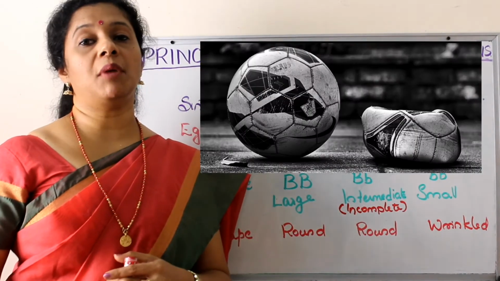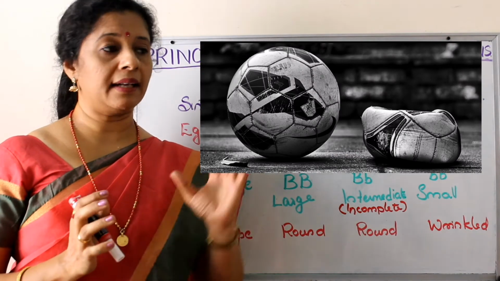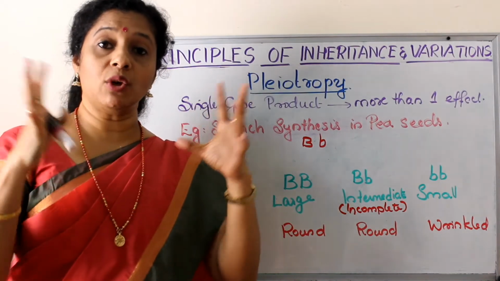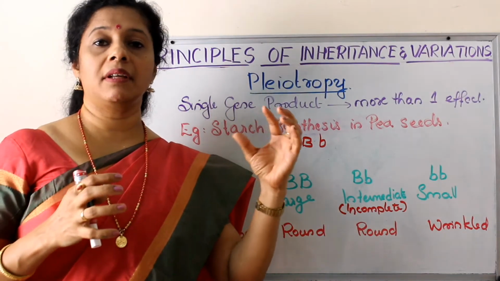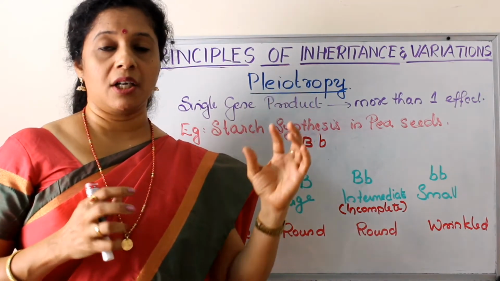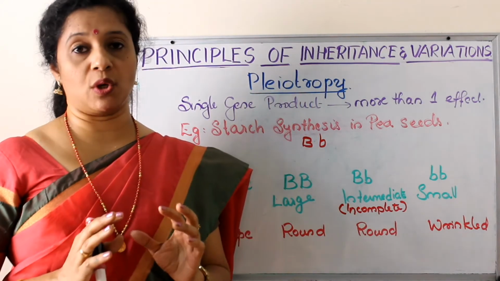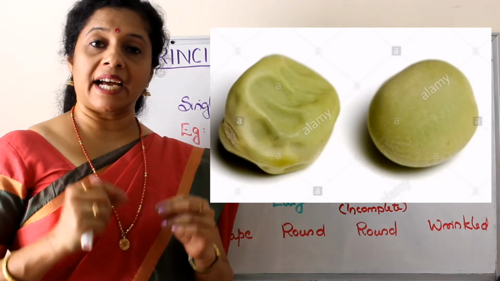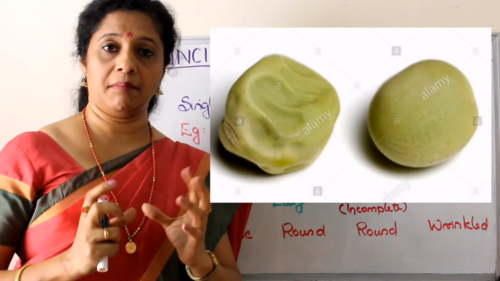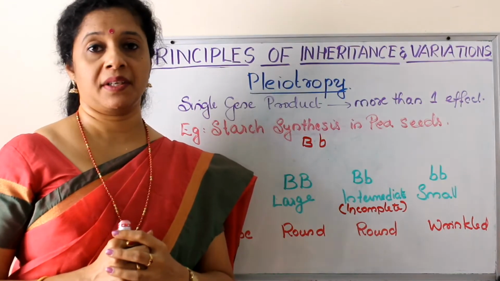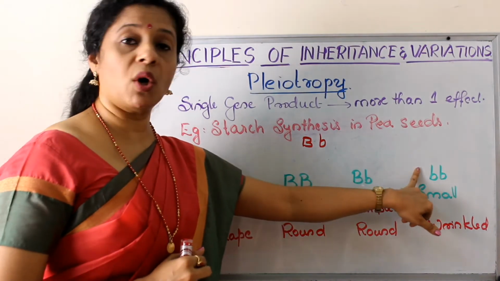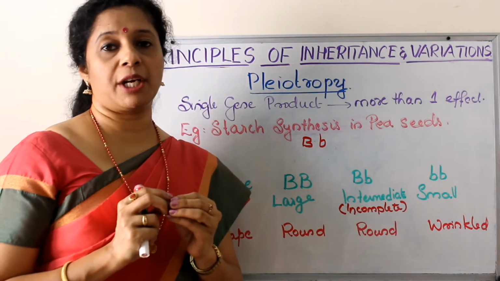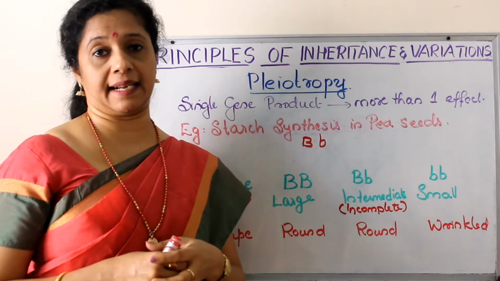Imagine a ball which is filled with air and a ball which does not have much air in it. If a ball is filled with air, we know it is very turgid, whereas if it is not, it will be shrinking. The same is applicable to the seed shape also. When large starch grains are produced by the plant, naturally the seed will become round and swollen because of the filled-in starch. Whereas if small starch grains are there, definitely the seed will be wrinkled in shape because there is not enough starch to fill inside.